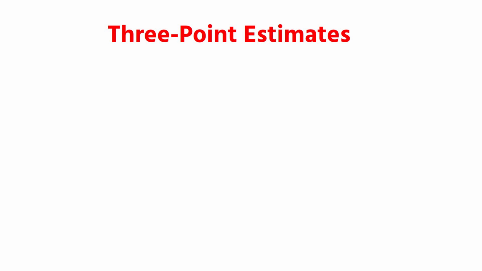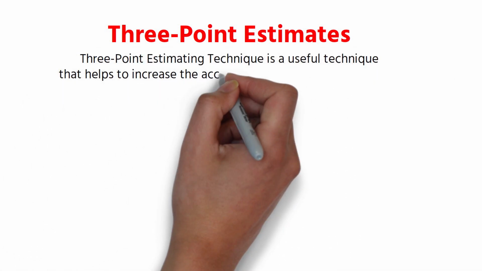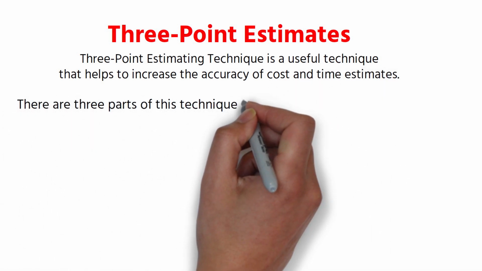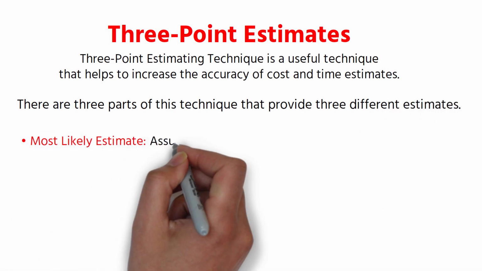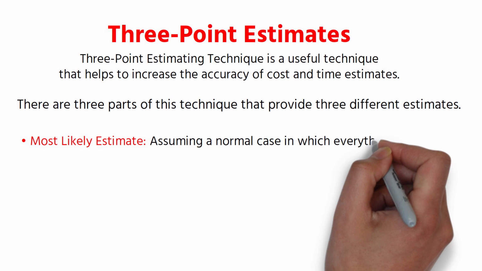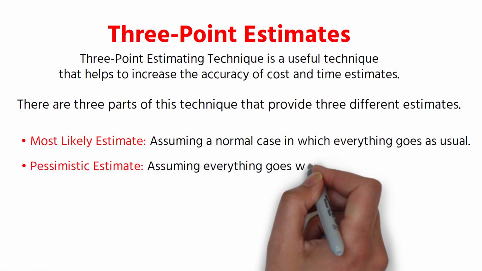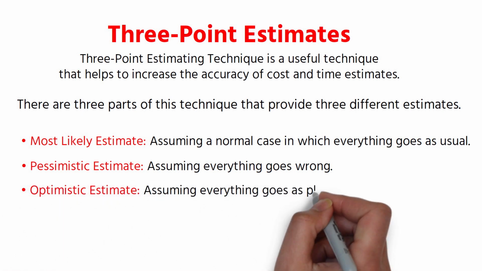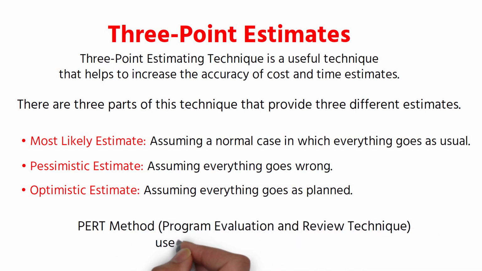3-point estimates. 3-point estimating technique is a useful technique that helps to increase the accuracy of cost and time estimates. There are 3 parts of this technique that provide 3 different estimates. Most likely estimate, assuming a normal case in which everything goes as usual. Pessimistic estimate, assuming everything goes wrong. Optimistic estimate, assuming everything goes as planned. PERT method, program evaluation and review technique, uses the 3-point estimates.